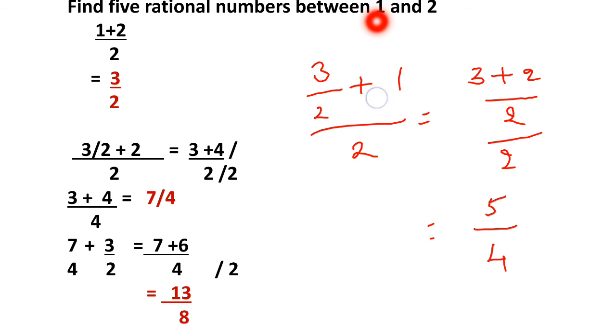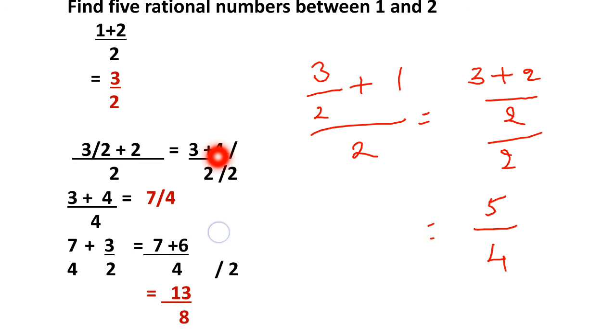Next, suppose I want to know a number between 3 by 2 and 2. Between these two numbers, I have to take these two numbers now. So 3 by 2 plus 2 divided by 2 again. So now I have to do, here 2 2s are, see, I am getting here 1.